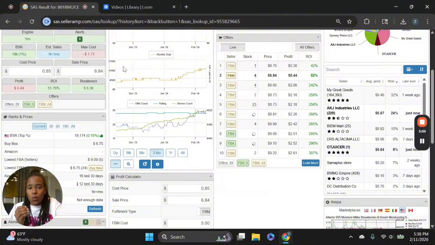So like I said, you want to fact check this, because just because it's selling at 6.84 doesn't mean you need to sell it at 6.84. They're about to sell out, which means you could potentially put your price at $8, 8.55, and be able to make more profit and more revenue.